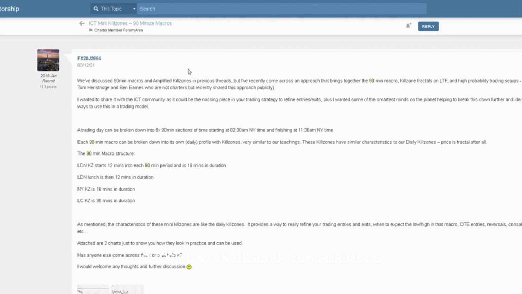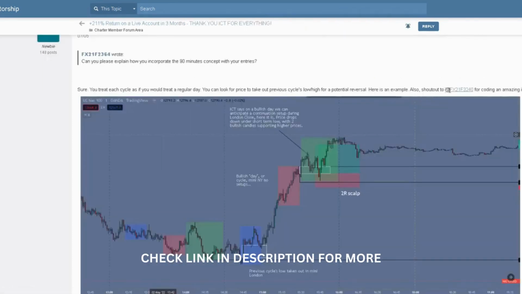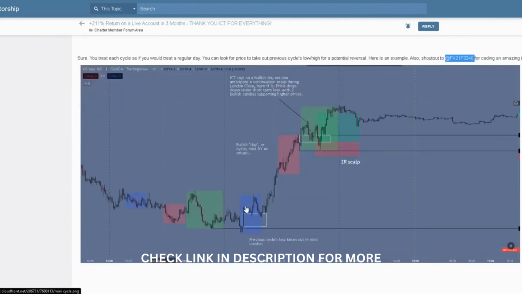I use it, well, pretty much as a scalper. I use it every day, especially on indices. So huge thank you for this. And huge thank you to FX21F3240, who actually coded the indicator. I think it's the best looking indicator because it's so easy to see the candles wrapped around each mini kill zone, and dividers for each mini 90-minute cycle. So it's been absolutely great. I love it. So thank you for that.